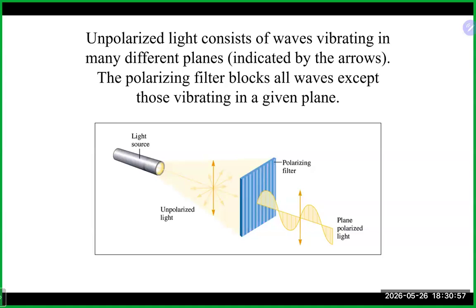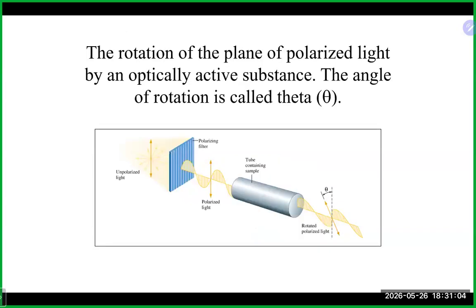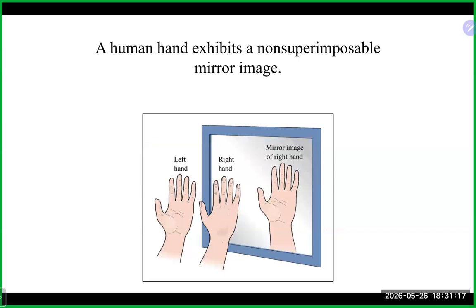Plane polarized light goes through a filter, and there are two orientations for it. You could also measure the angle at which it moves it. We're not going to get too much into that, but you can measure how much it moves it one way or the other, the rotation of it as it goes through the sample. There are our hands as an example of a chiral molecule. Again, non-superimposable mirror images.